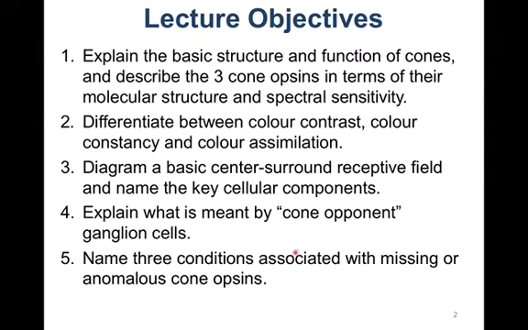But we'll build on that to look at center surround receptive fields for color vision. And that'll bring us to cone opponent ganglion cells. There are color opposites. Red and green are color opposites, and blue and yellow are color opposites. Okay? Green and red are color opposites. Blue and yellow are color opposites. And then we'll talk about pathophysiology. So color blindness or red-green color blindness is fairly common. So we'll talk about that and a couple of other conditions that are associated with missing or broken cone options.